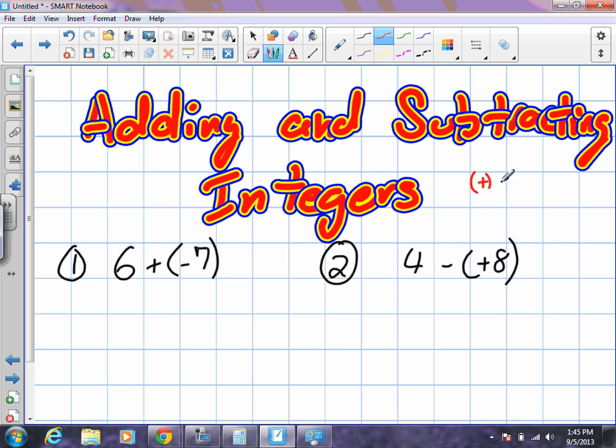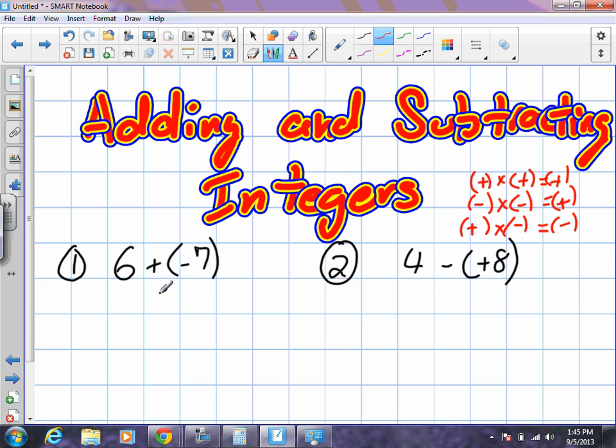What if I multiply a positive by a positive? Positive. Good. Negative by a negative? Positive. And then what if they're opposite signs? Negative. Good. You guys talk faster than I can write. Perfect. So in this case, we can use those rules to simplify these operations.